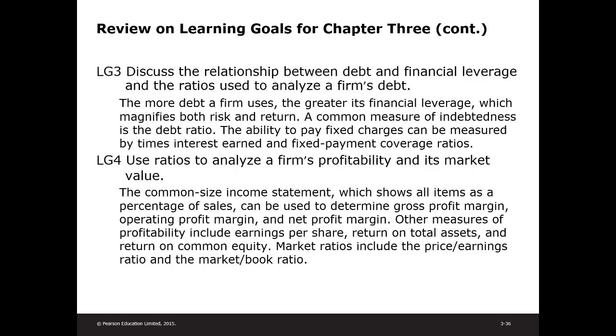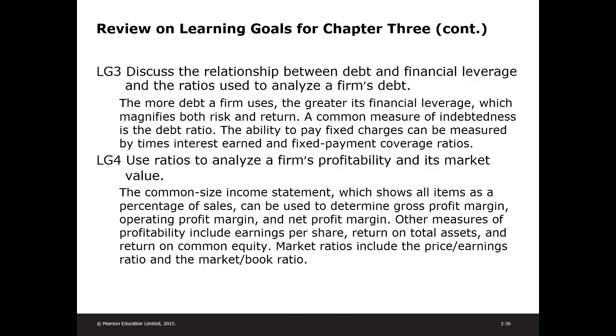The last learning goal is using ratios to analyze the firm's profitability and its market value. As we know, the common size income statement, which shows all the items as a percentage of sales, can be used to determine gross profit margin, operating profit margin, and net profit margin after deducting all the expenses and the interest the company owed. Other measures of profitability include earnings per share, return on assets, and return on equity, which is the net income divided by the common stockholder equity.